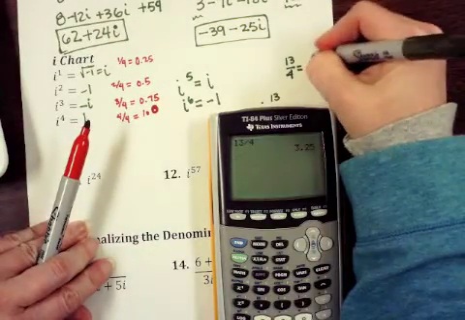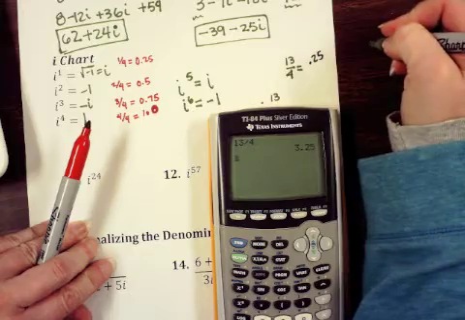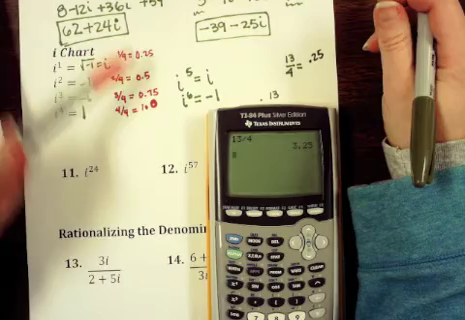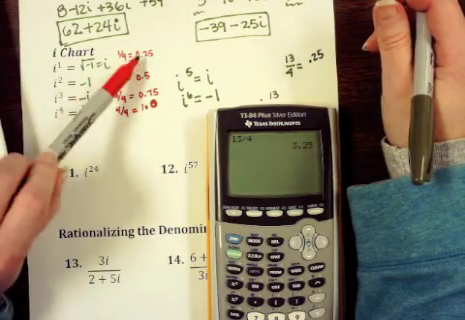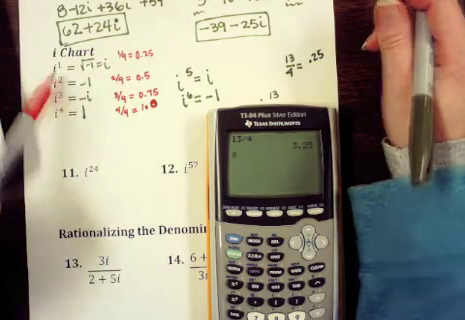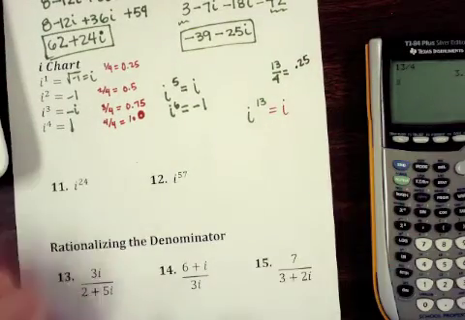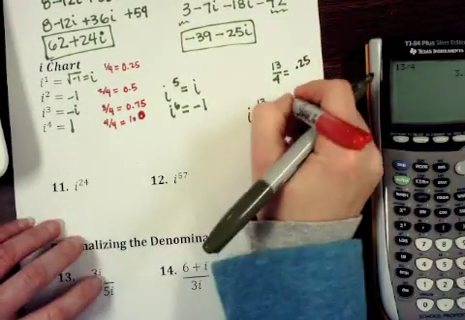So we all agree that that corresponds to the 0.25 category. And then I come over to my i chart and I say which one ends in 0.25. Oh, that's the 1/4. So that means that i to the 13th equals i.